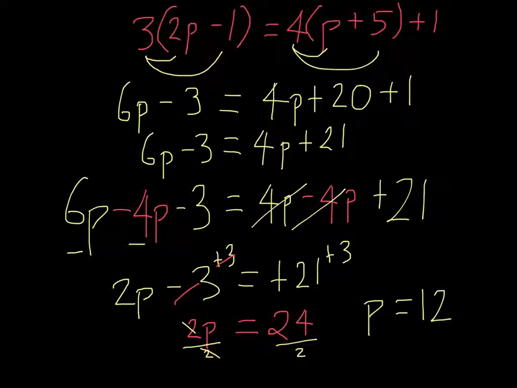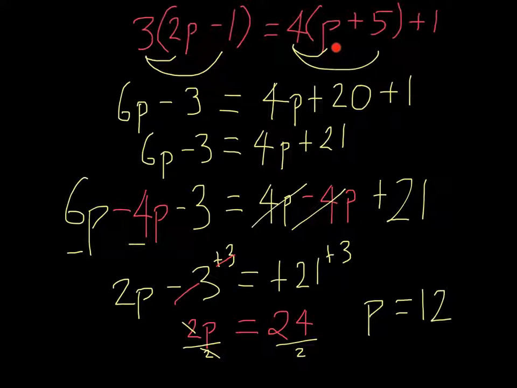So let's go and sub it in and hopefully it works. So remember our BODMAS or order of operations, so back into the original equation at the top. So 2 times by p, which was 12, so 2 times p is 24. Take 1 is equal to 23. 23 times by 3 is equal to 69. So let's check the other side.